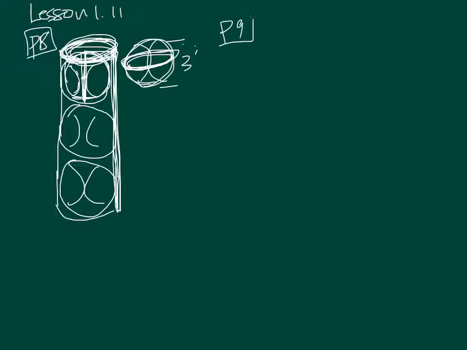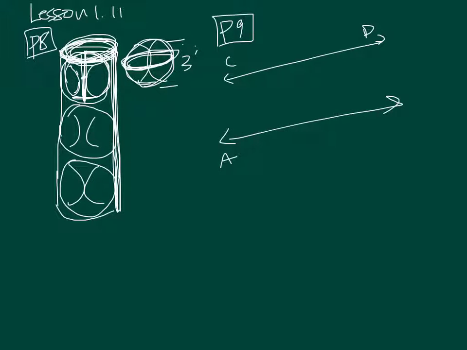Problem number 9. In the figure below, line CD is parallel to line AB. So we've got that line CD. CD is parallel to AB. How can you construct a right triangle that has the same area as EFG?